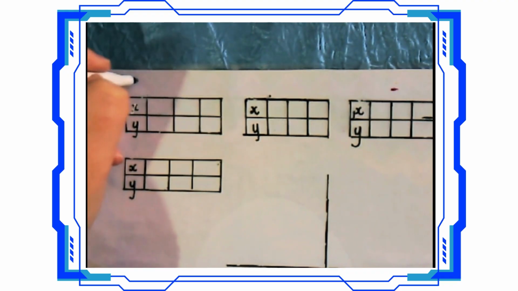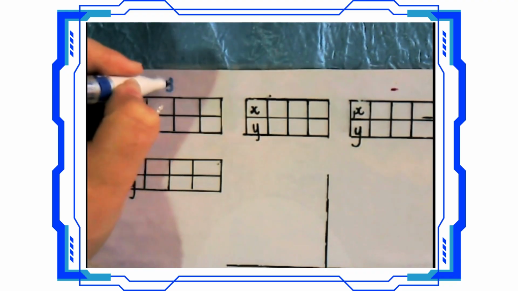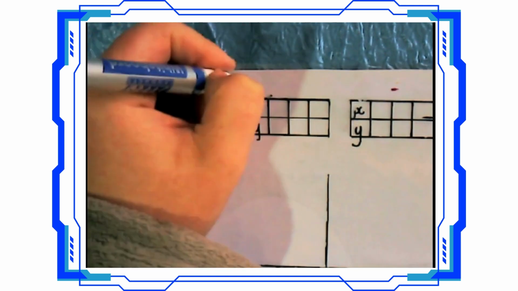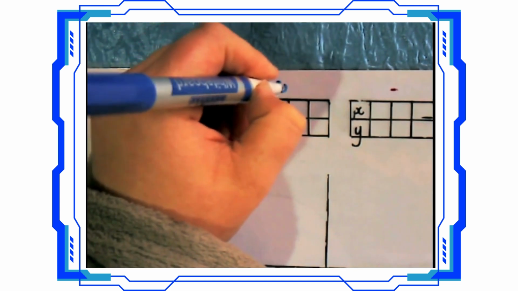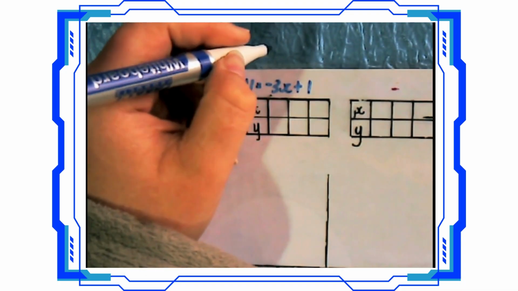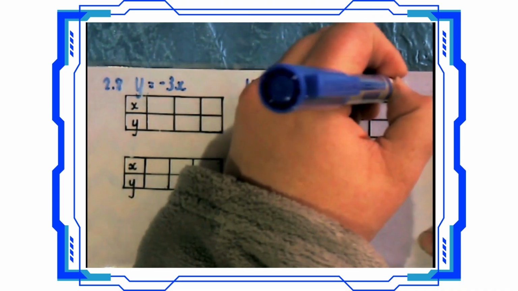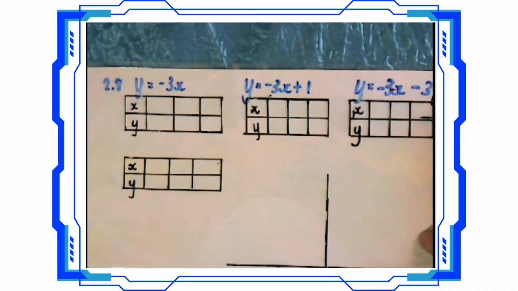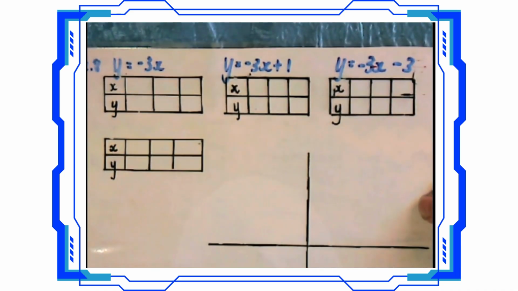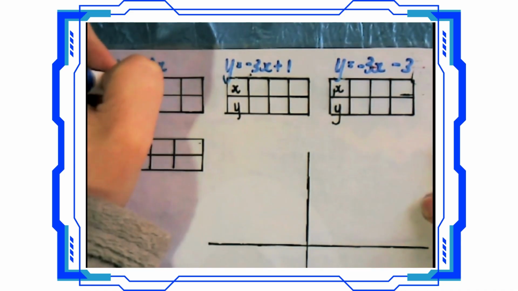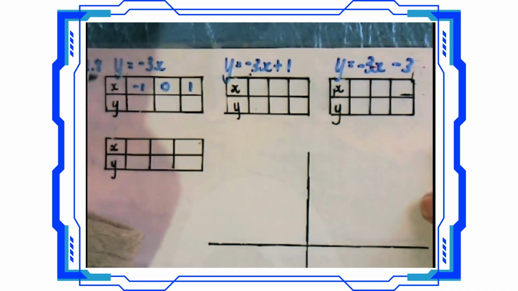So the first equation there is y equals -3x. Then we have y equals -3x plus 1. Then we have y equals -3x subtract 3. Okay, start with the first one. I have to choose my own x values. I'm going to choose -1, 0, and 1.